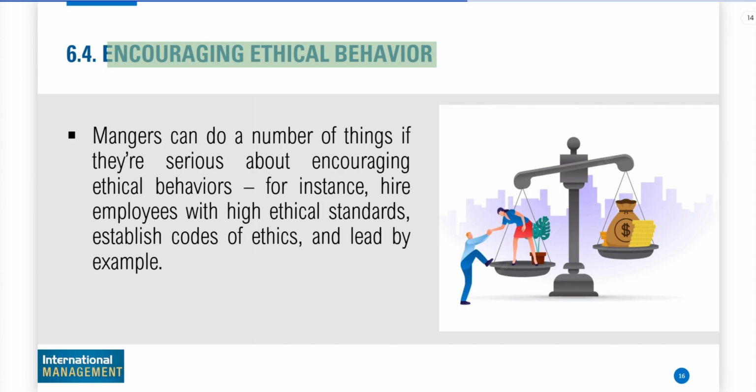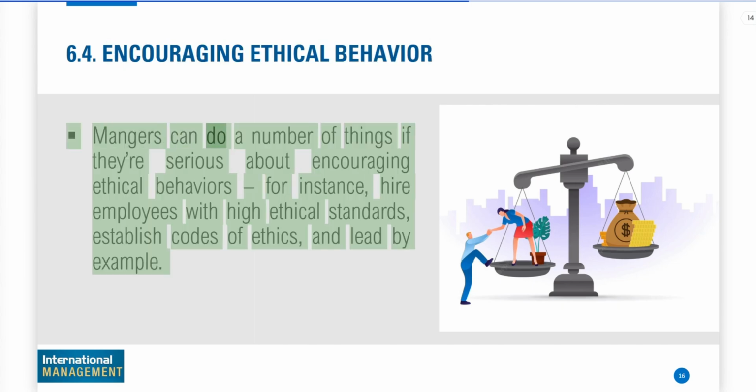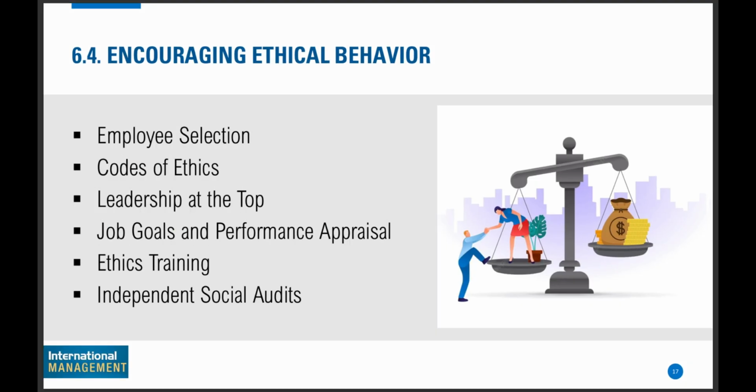6.4. Encouraging ethical behavior. Managers can do a number of things if they're serious about encouraging ethical behaviors. For instance, hire employees with high ethical standards, establish codes of ethics, and lead by example. Employee selection. Codes of ethics. Leadership at the top. Job goals and performance appraisal. Ethics training. Independent social audits.